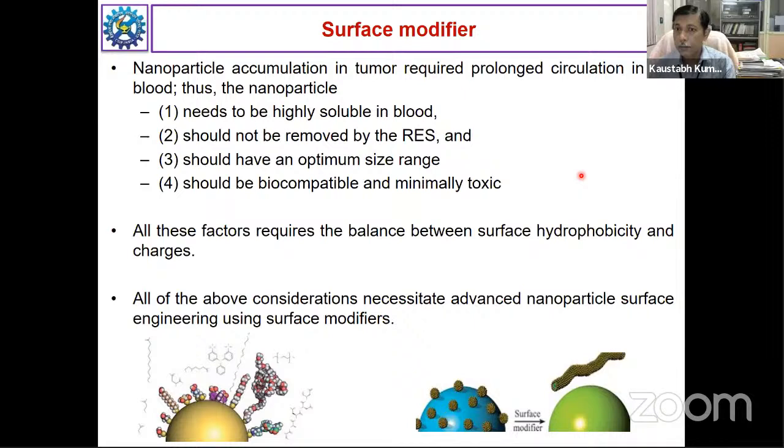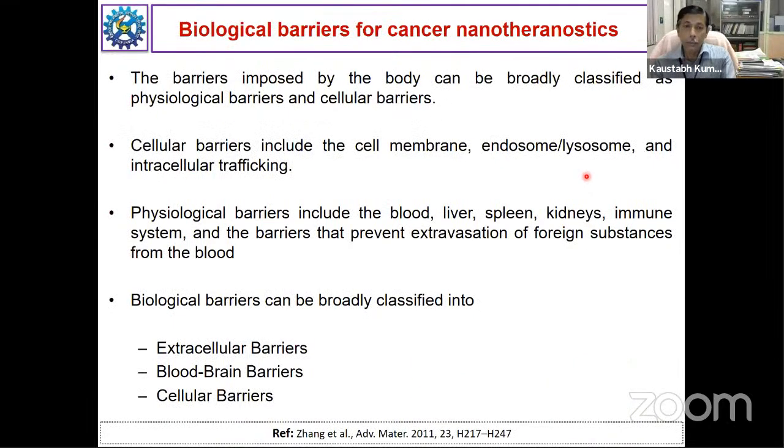These are the very good physicochemical features we need to adopt when making a construct. Coming to the barriers again, they are broadly classified into two kinds. One is the cellular barriers: the cell membranes, or the intracellular membranes of organelles like the endosome and lysosome, which we have to traffic across. Another is the physical or physiological barriers, like blood, liver and spleen, all these organs which we need to overcome to penetrate.